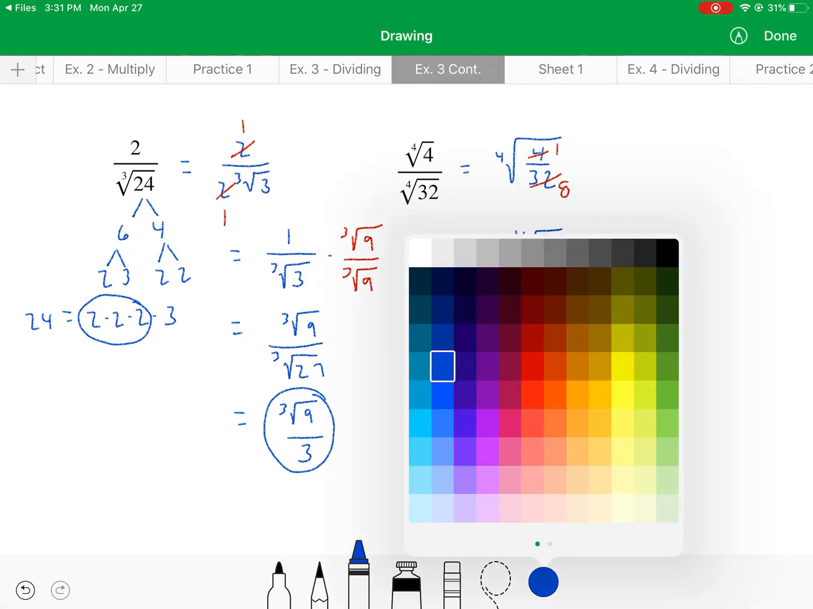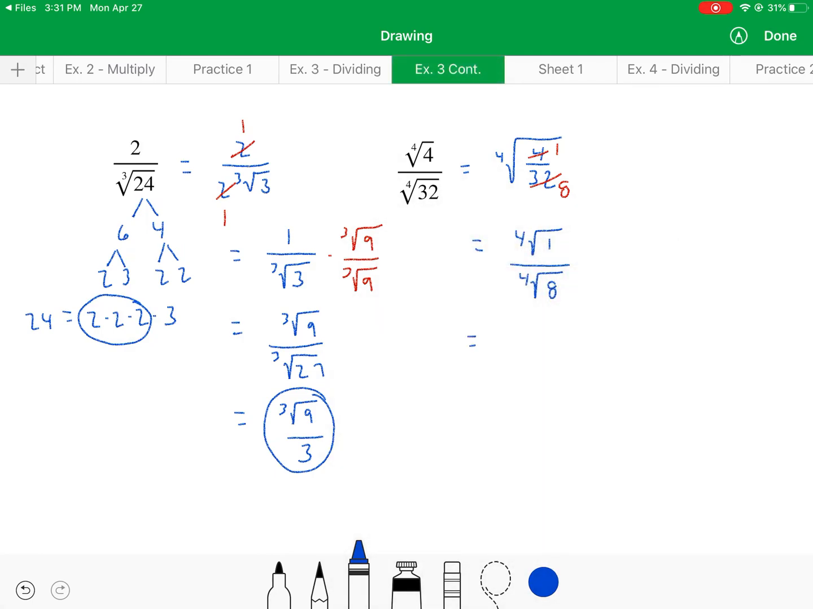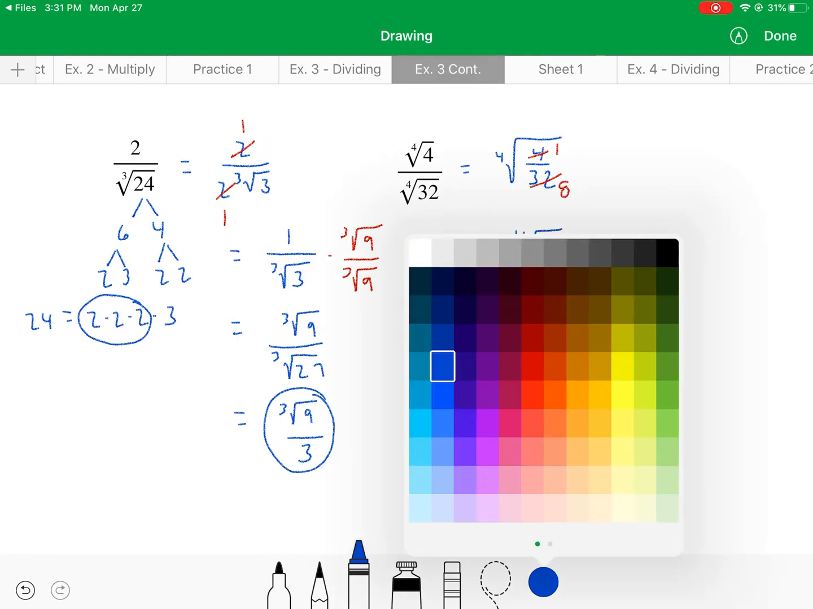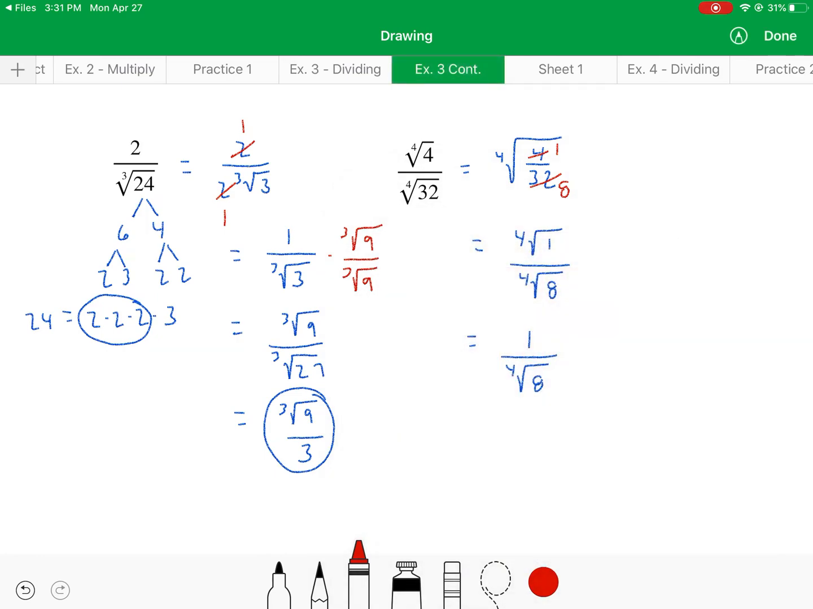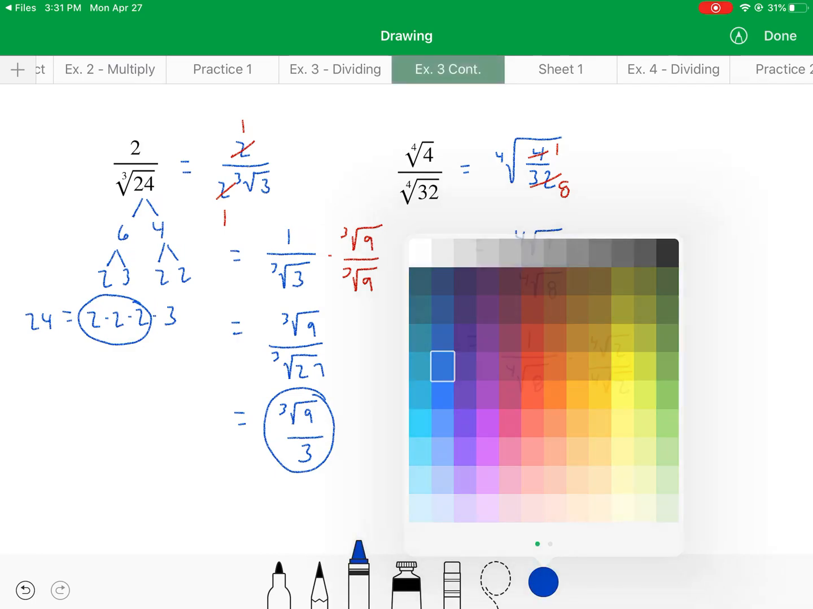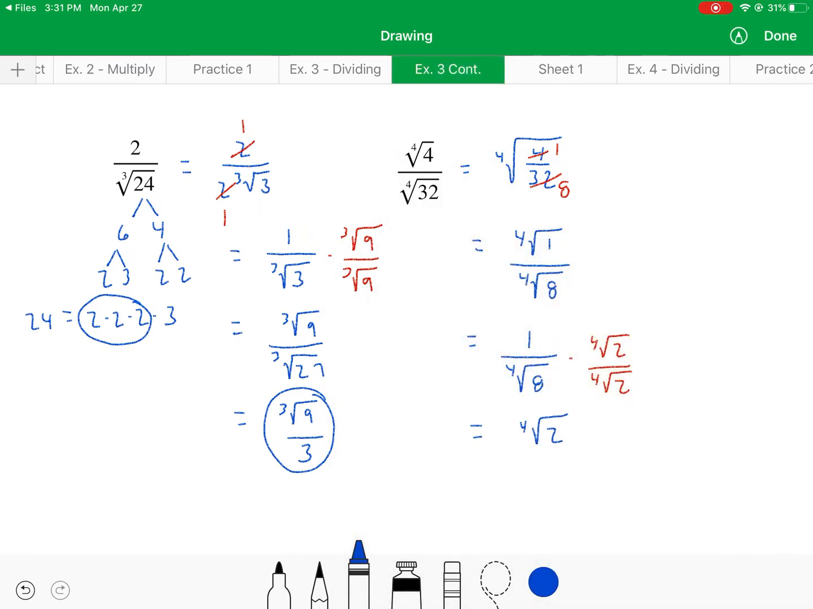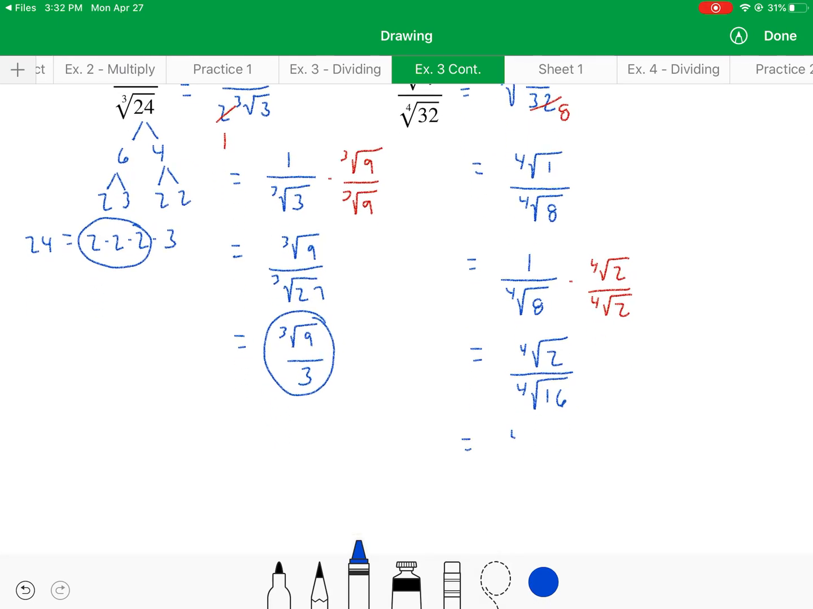Okay. Now I can simplify. The 4th root of 1 is 1, divided by the 4th root of 8. That doesn't simplify, and this is where I try to rationalize. Same as the previous slide, you have the 4th root of 8 in the denominator. If you just multiply it by the 4th root of 2 over the 4th root of 2, you'll create a perfect 4th power in the denominator. Okay, so this is going to simplify. 4th root of 2 over 4th root of 16, which becomes 4th root of 2 over 2. Simplified.